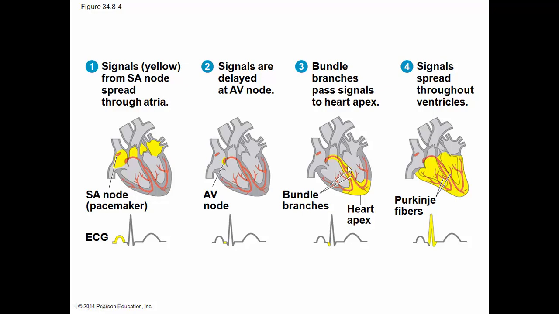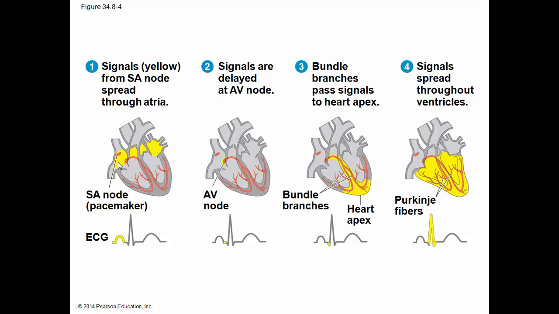branches pass signals to the heart apex. And here at the heart apex are located the Purkinje fibers. The Purkinje fibers are like nerve fibers on steroids. Basically, they're really charged with electrical charge, and they cause the heart to contract very forcefully. So signals spread throughout the ventricle.